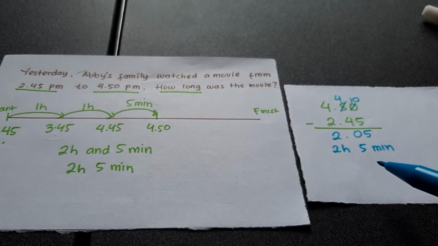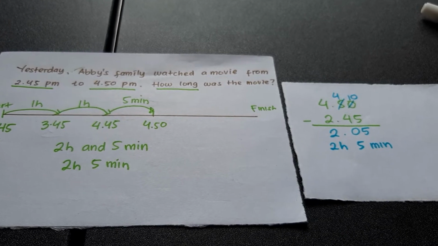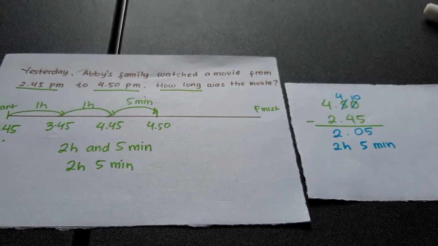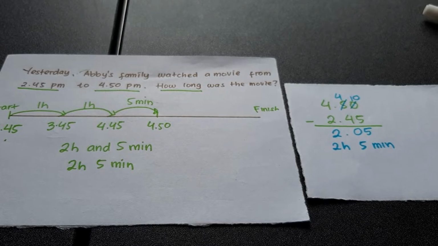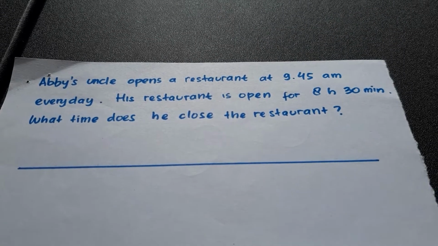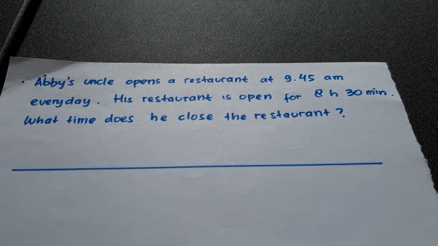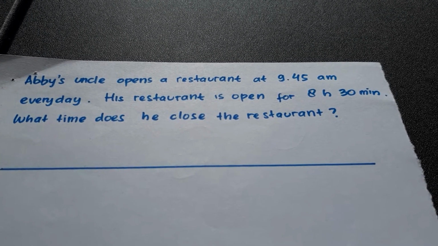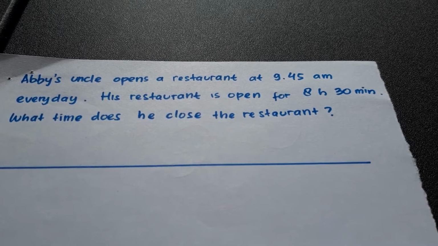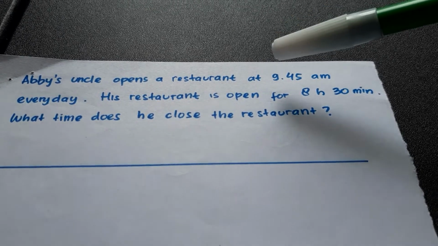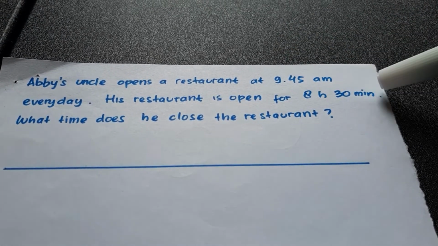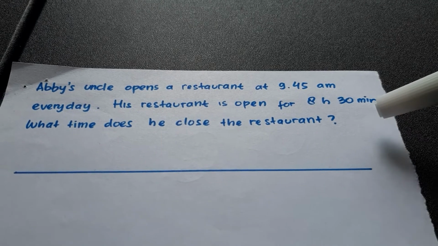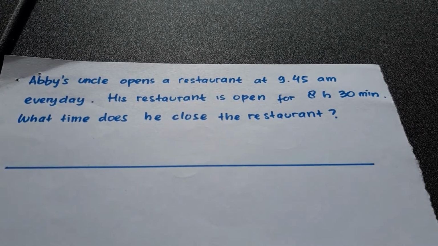Which one is easier for you? You can use whatever way you want to use. Okay, let's go to the next question. Alright, on the second question, it's kind of different. Abby's uncle opens a restaurant at 9:45 a.m. every day. His restaurant is open for 8 hours and 30 minutes. What time does he close the restaurant?